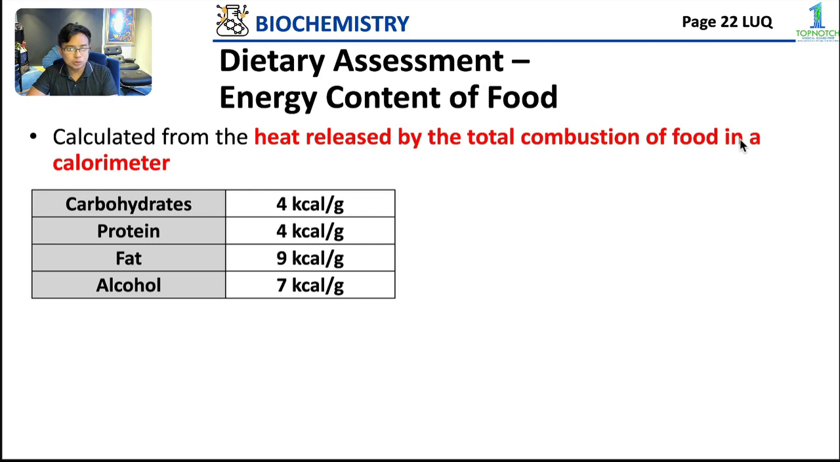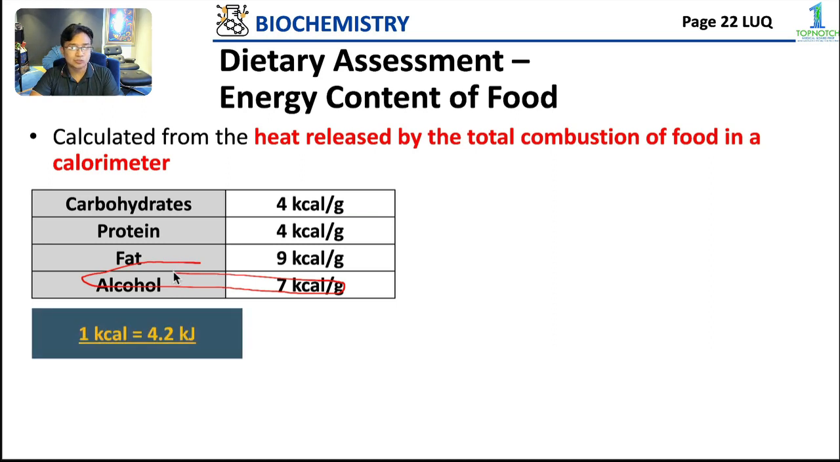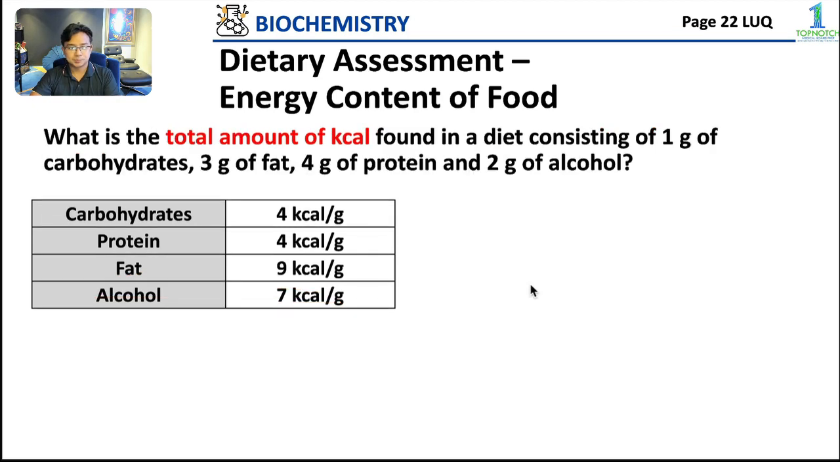Now, for carbs and proteins, lagi siyang 4 kilocalories per gram. 9 kilocalories per gram ang ating fat. And yes, guys, for alcohol, it's 7 kilocalories per gram. Kaya guys, hinay-hinay lang sa ating alak. And note, guys, that 1 kcal is equals to 4.2 kilojoules. Guys, this was asked before, so take note of this concept. 1 kilocalorie equals 4.2 kilojoules.